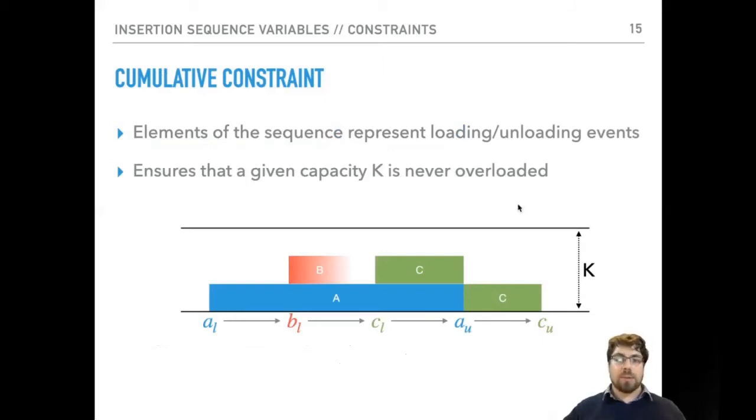The other constraint is the cumulative constraint, which is used in the case of sequences where the sequence represents loading or unloading events. So the constraint ensures that, given the state of the sequence, all the activities can be performed without overloading the capacity. It will mainly remove insertions if we detect that at some point we will violate the capacity by using this insertion.